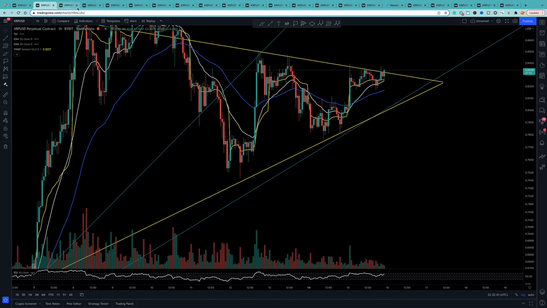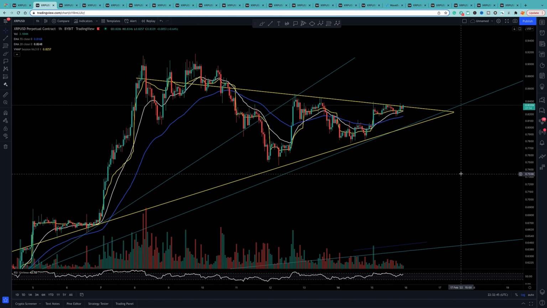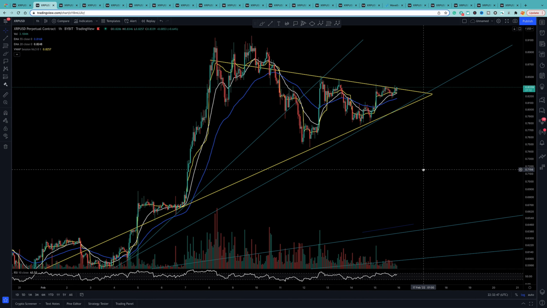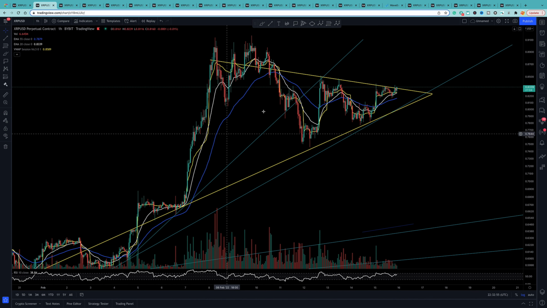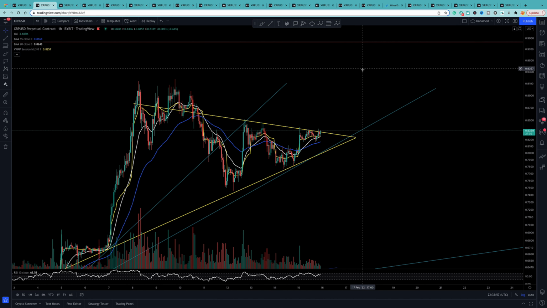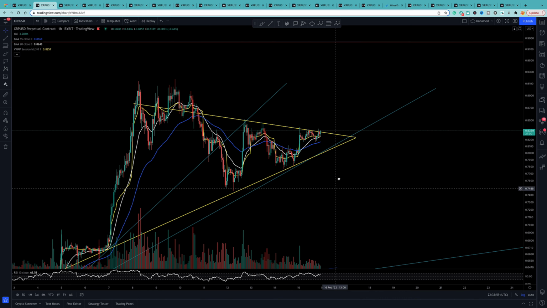this is, I'll show you now. It's a symmetrical triangle, and again it's a perfectly beautiful symmetrical triangle. You couldn't get a nicer symmetrical triangle, and there's a breakout to the top.